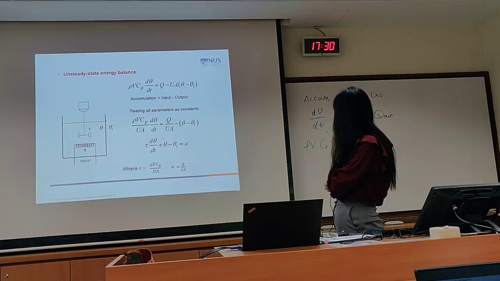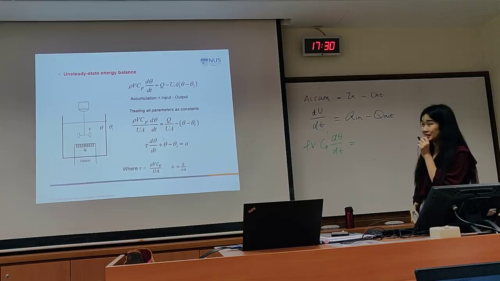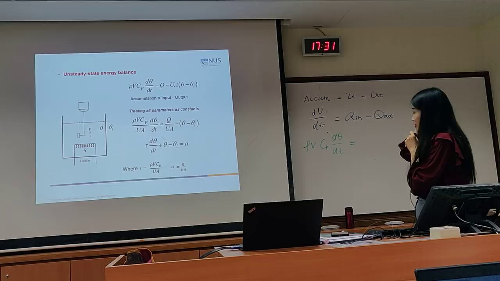So in this energy balance, you will have your internal energy change with time, dU over dt, equals Q in minus Q out. So it's basically all the energy input to the system minus all the output. It can be the energy loss, the convection, or the outflow. So quantify all the terms. Then we want to get the time-temperature relationship.